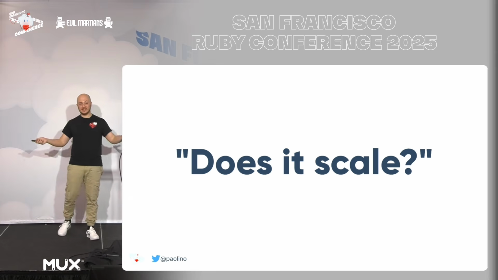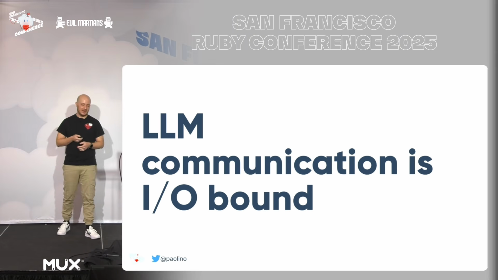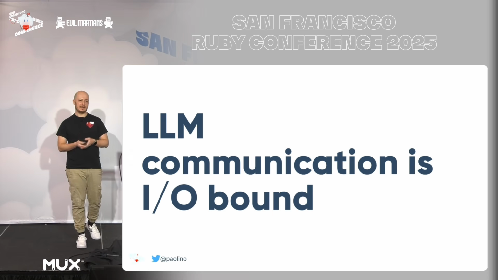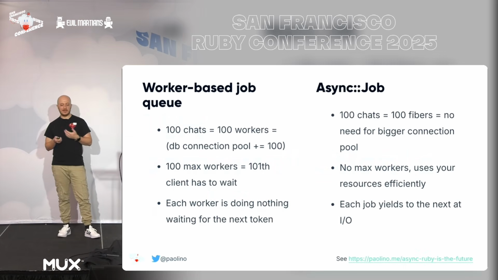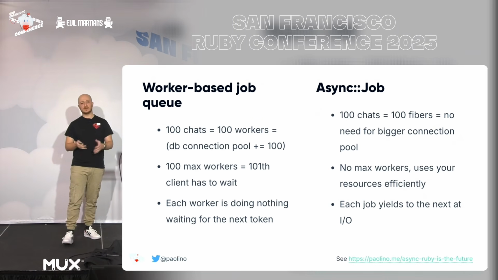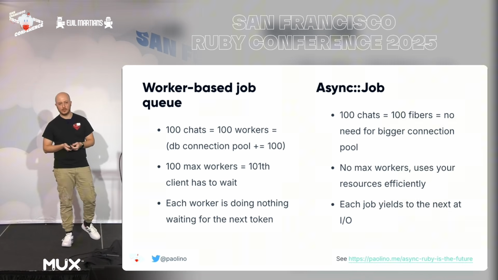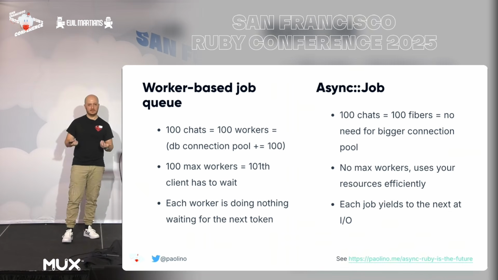Question is, does it scale? Well, the thing is, LLM communication is I/O bound. So the best way to do I/O-bound workloads is to use async. And if you're not familiar with async, it's basically an ecosystem of gems created by Samuel Williams, which uses fibers.